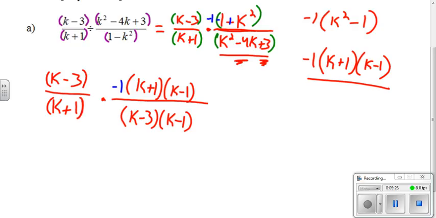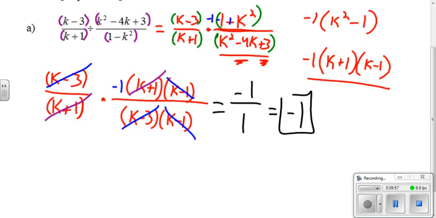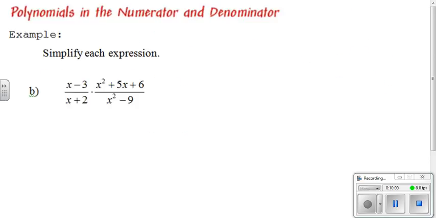Now again, all we got to do is just cross out any doubling ones. And you can do that vertically or diagonally. So here we have k minus 3, k minus 3. Here we have k plus 1, k plus 1. Here we have even a k minus 1 and a k minus 1. So the only thing left in the end is -1 on top and a 1 on bottom. So it looks like this one actually, most simplified version, is just -1. Nice and easy. All right, let's try that with our last polynomial in the numerator one.